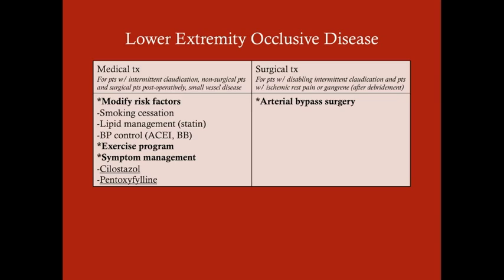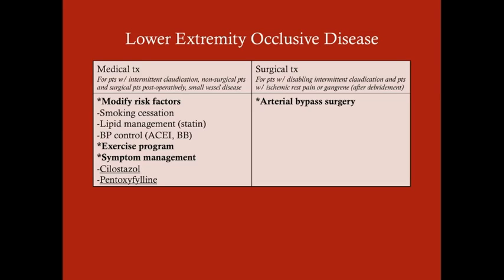cessation, which is number one most important to reduce the progression of lower extremity occlusive disease, lipid management if you're not already doing so, best done with a statin, and then blood pressure control. You also want to have them on an exercise program, and then symptom management can be done with either cilostazol or pentoxifylline, and both of those are phosphodiesterase 3 inhibitors, so what they serve to do is dilate the vasculature. Similar in the same family of drugs to Viagra.